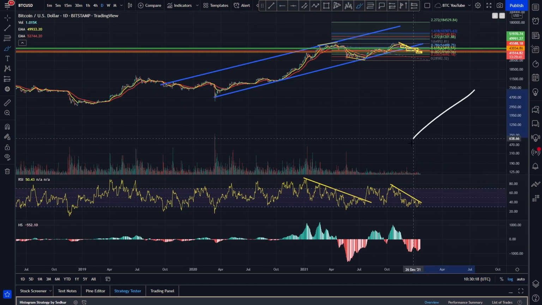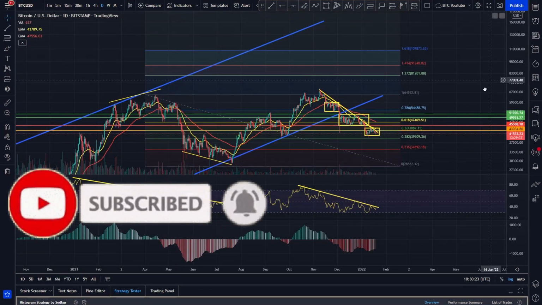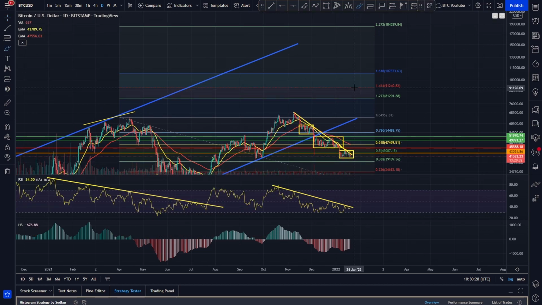And you can see here a quick look at the macro time scale. If we look at these fib extensions here, I mean, we could easily see 100k Bitcoin this year in our opinion. We've got the 1.4 in between the 141 and the 161 here. Very possible.